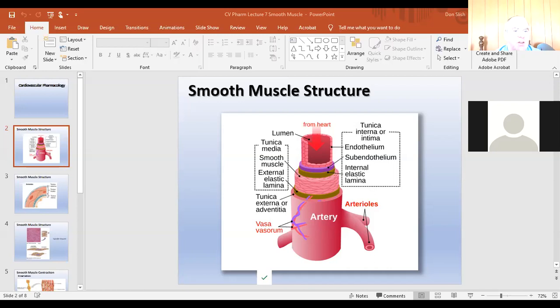It also releases endothelin, which is a protein, and it activates a G protein coupled receptor, turning on IP3 and calcium. So that's a contracting factor. So endothelial cells are going both ways. Okay.